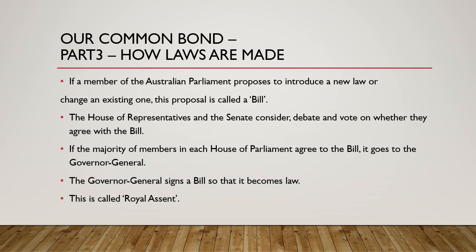If a member of the Australian Parliament proposes to introduce a new law or change an existing one, this proposal is called a bill. The House of Representatives and the Senate consider, debate and vote on whether they agree with the bill. If the majority of members in each House of Parliament agree to the bill, it goes to the Governor General. The Governor General signs a bill so that it becomes a law. This is called royal assent.